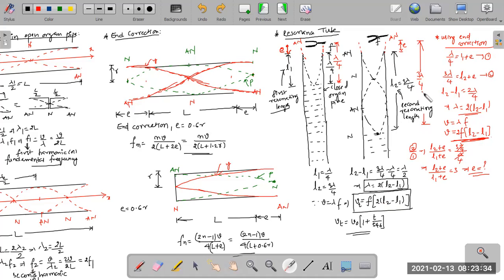But if you want to find the value of end correction, we have these two equations, right? Divide equation 2 by equation 1. What you'll get: L2 plus E is equal to 3 lambda by 4, L1 plus E is lambda by 4, so you get this as 3. So we know the second resonating length and the first resonating length. From that, can we calculate the value of E? Yes, sir. So that's how you calculate the end correction in the resonance tube experiment.